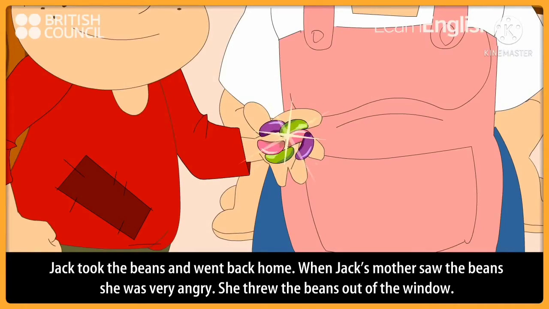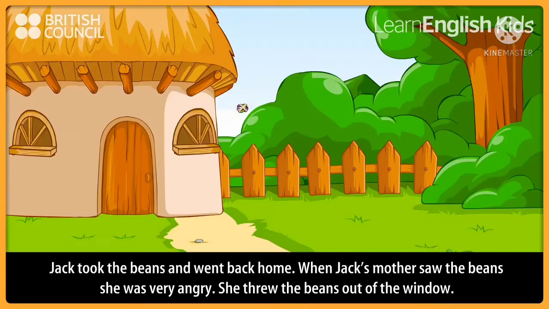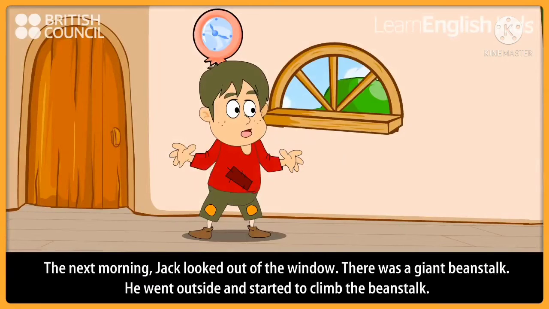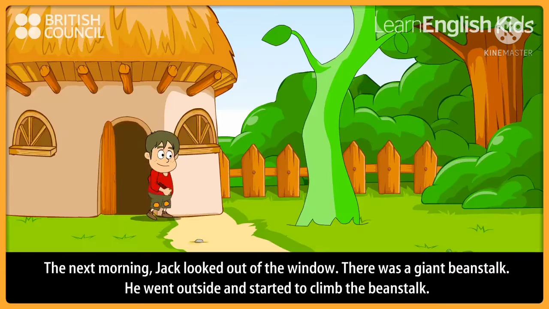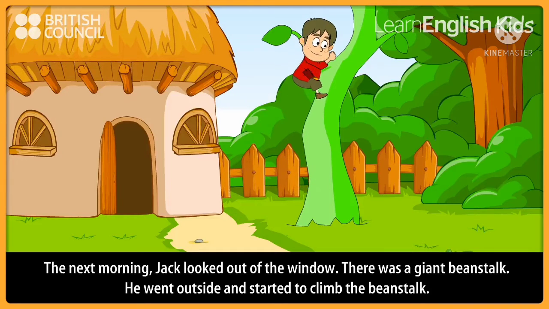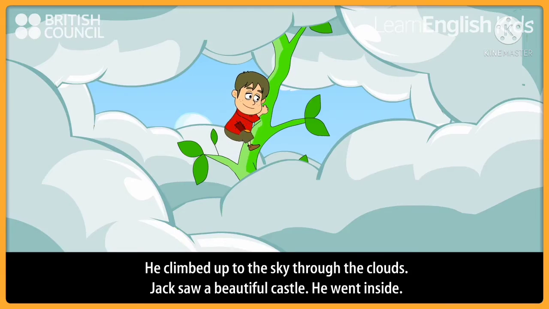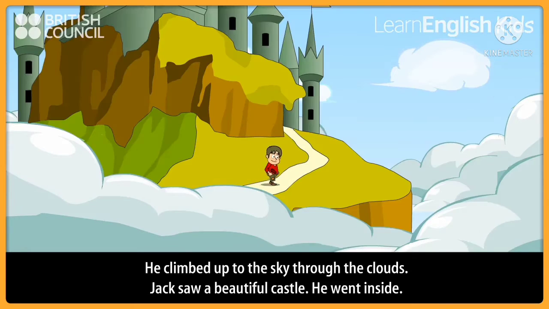When Jack's mother saw the beans, she was very angry. She threw the beans out of the window. The next morning, Jack looked out of the window. There was a giant beanstalk. He went outside and started to climb the beanstalk. He climbed up to the sky through the clouds. Jack saw a beautiful castle. He went inside.